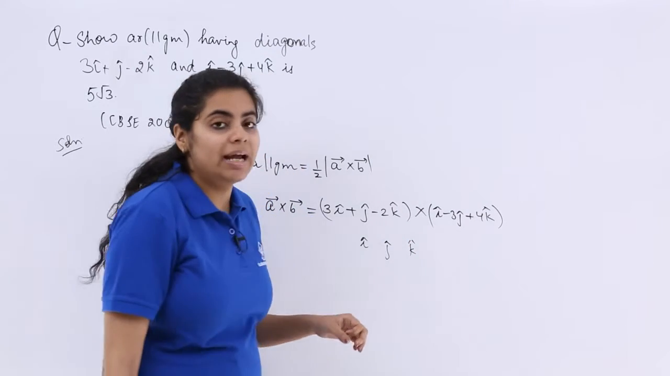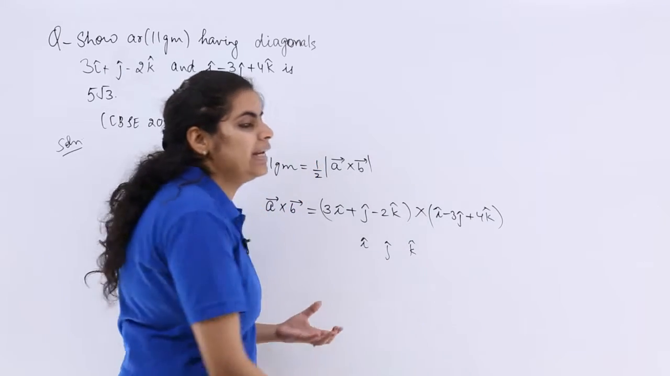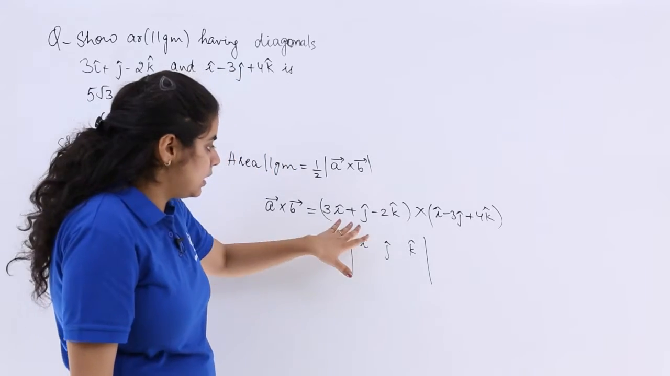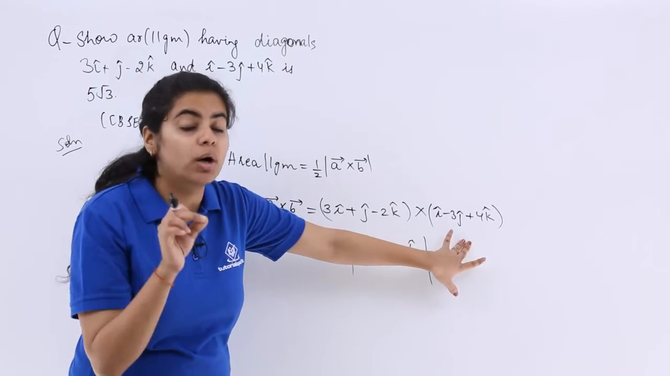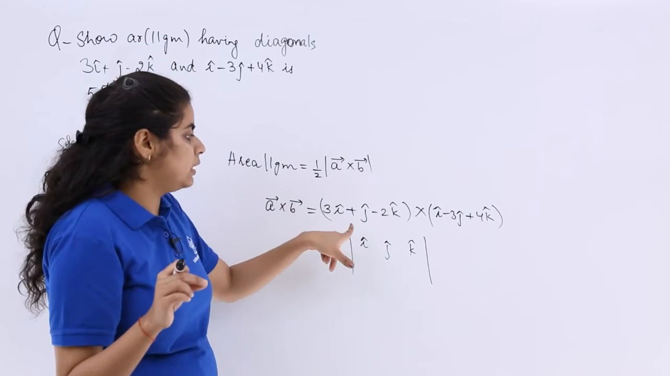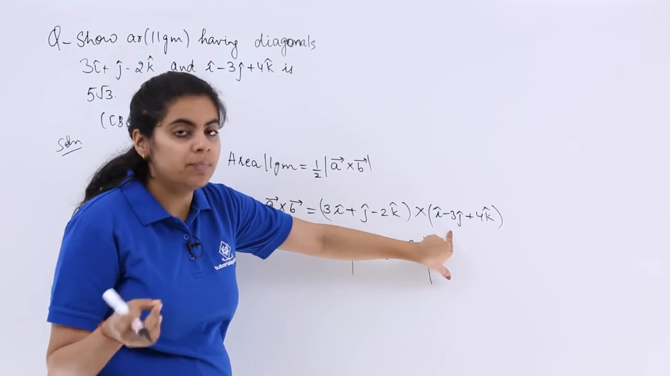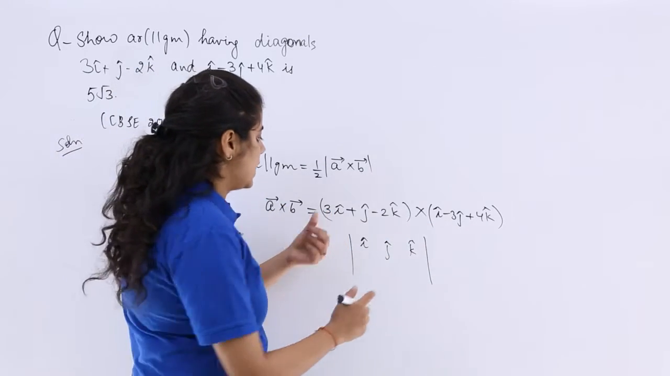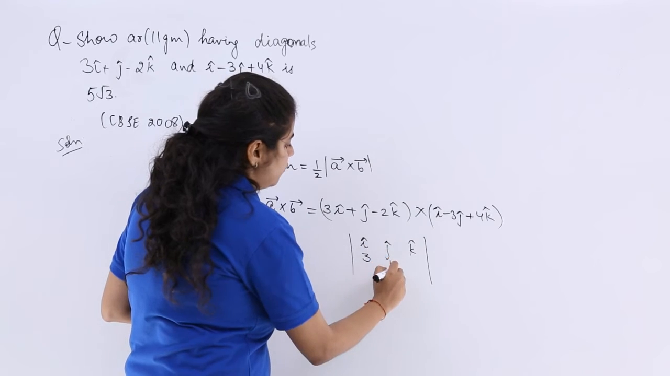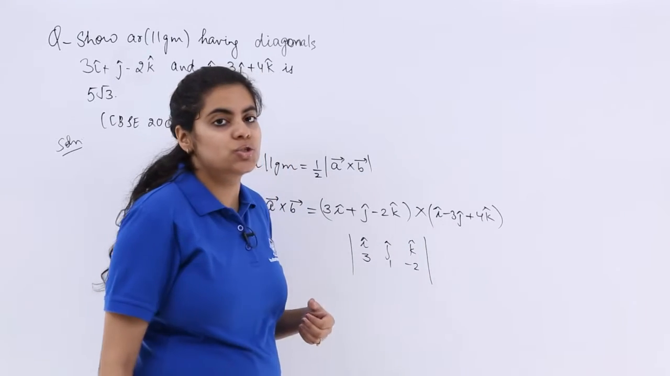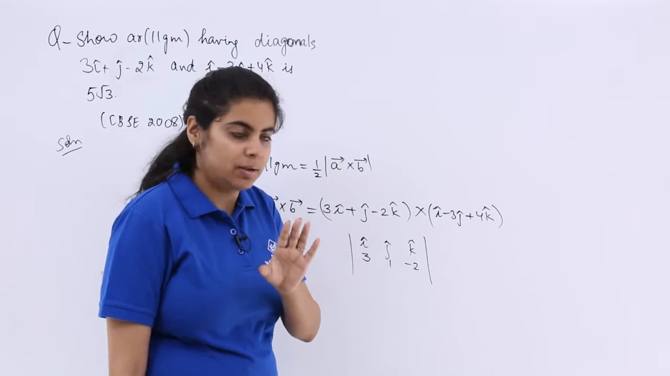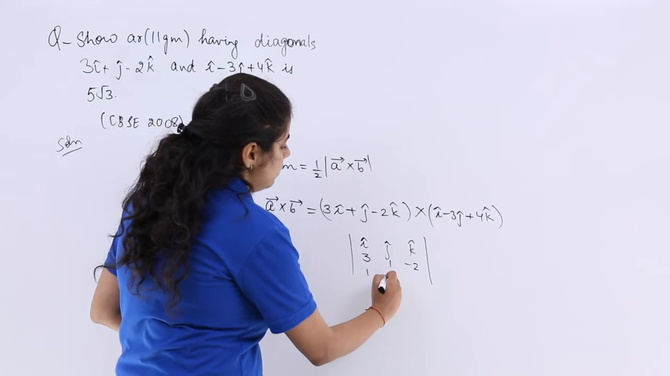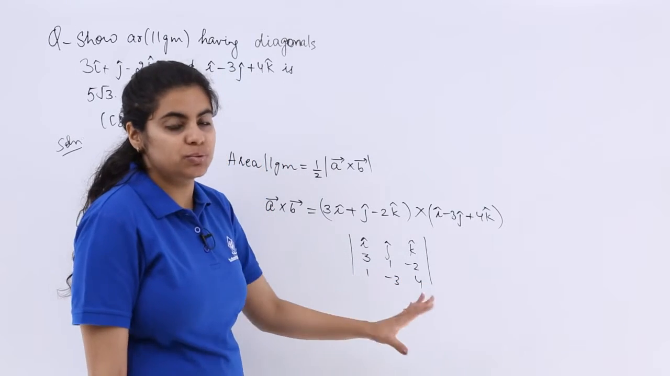What you will do is write individually the unit vectors which are participating, that means i cap, j cap, k cap, and please mention which order you are talking about. If it is A cross B, the first vector is A, the second vector is B. If it is B cross A, the first vector is B, the second vector is A. Now, i has the coefficient 3, j has the coefficient 1, k has the coefficient minus 2, that means you have to take care of the sign as well. Talking about the second vector, the coefficients are 1, minus 3, 4.